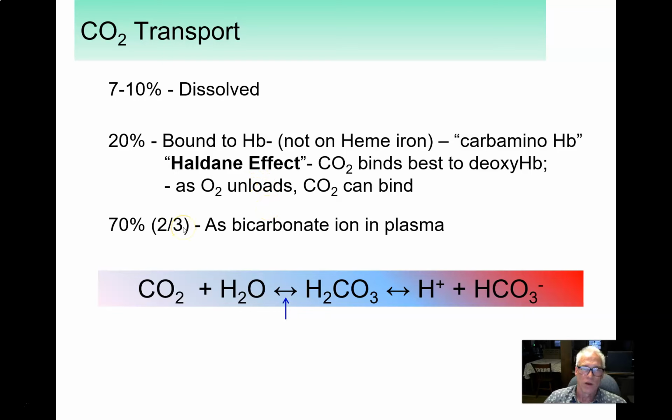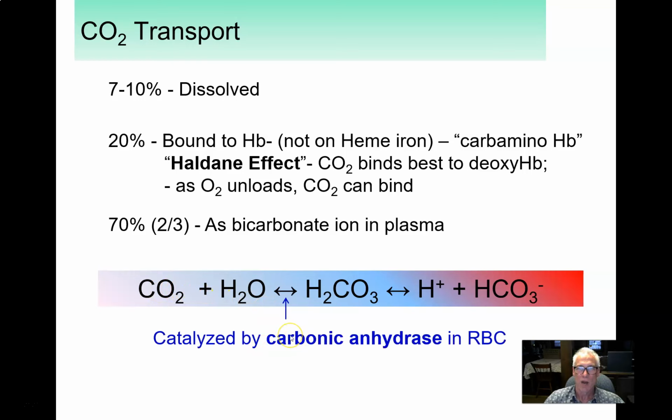Two-thirds, though, of the CO2 is transported as bicarbonate ion. Whoa, what? So what happens is the CO2 is formed in the tissues, diffuses into the red blood cell, and in the red blood cell is some carbonic anhydrase enzyme, and it can combine CO2 plus water to form carbonic acid. Got to have that enzyme there, or this doesn't really happen to any appreciable degree.